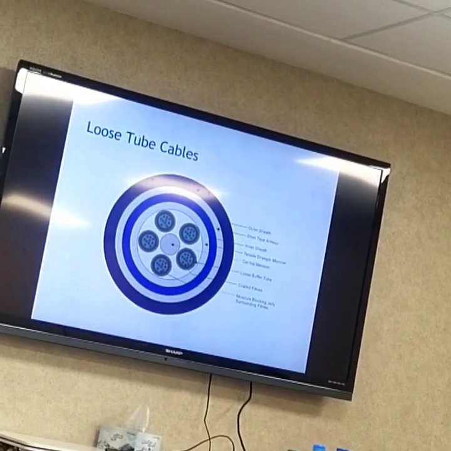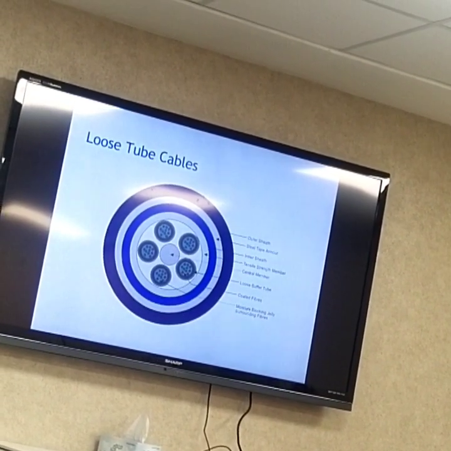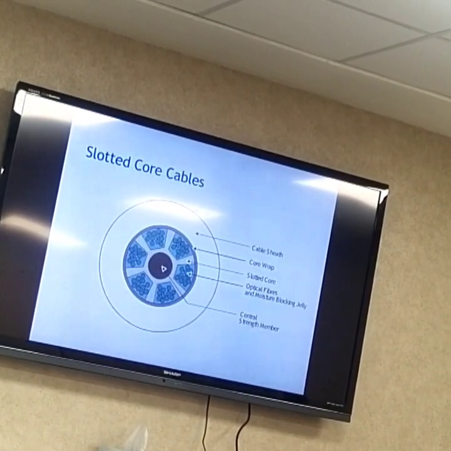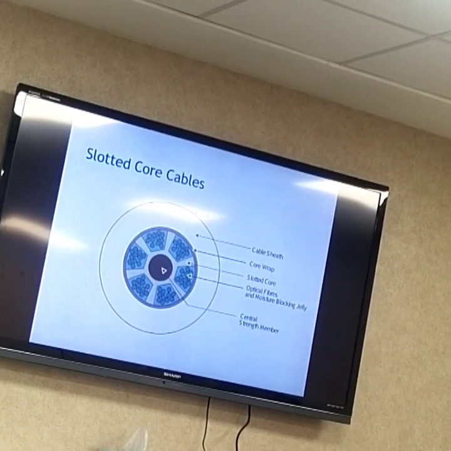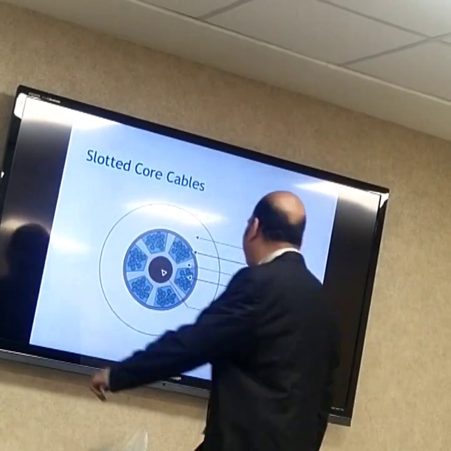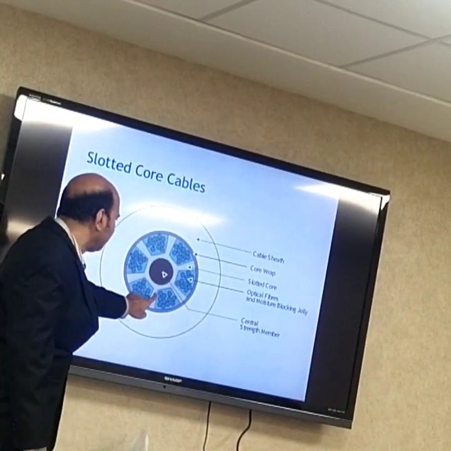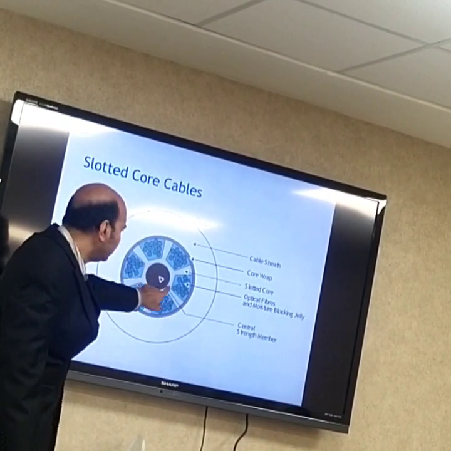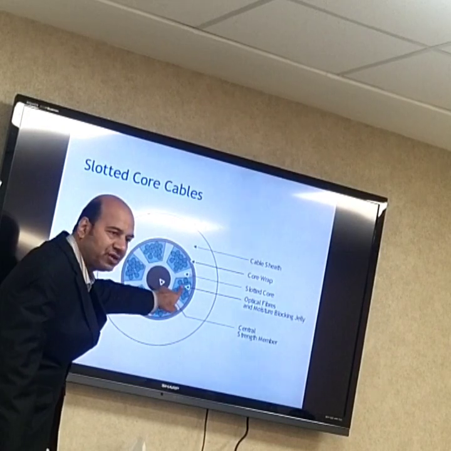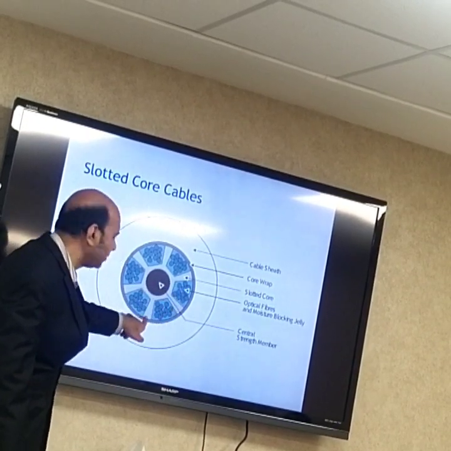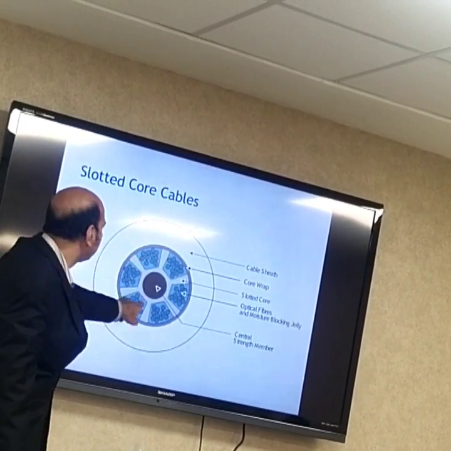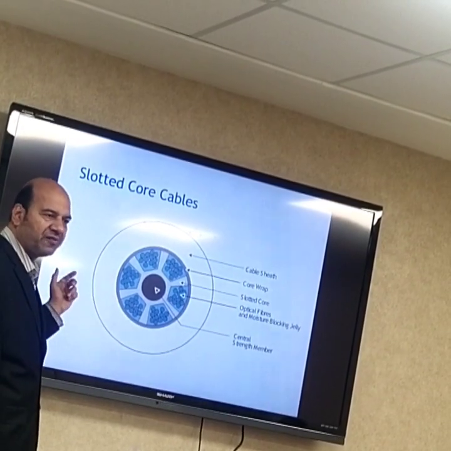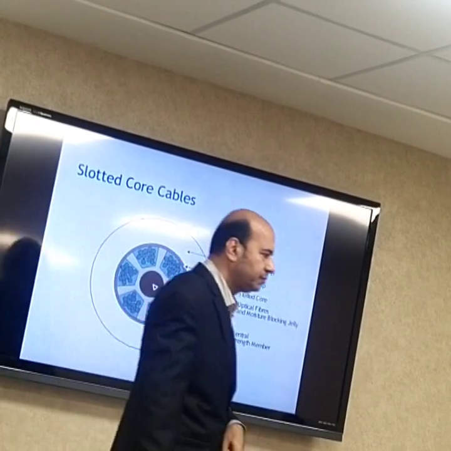There is another design which you call slotted core cables. This is the slotted core cable. It is in the form of slots, yes? Like slots. This is the central strength member. Remember? These are the tubes, fibers, contained in slots. So this is called slotted core cables. Have you seen this one before? Or are you only dealing with the loose tube one? Loose tube one.